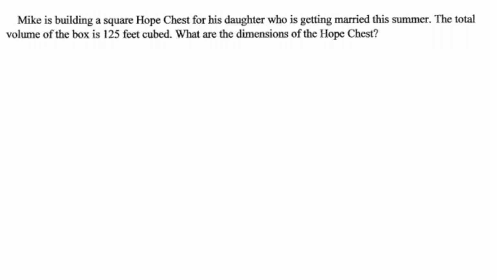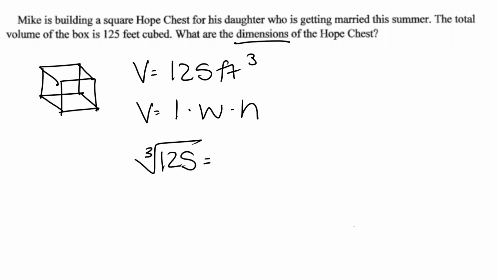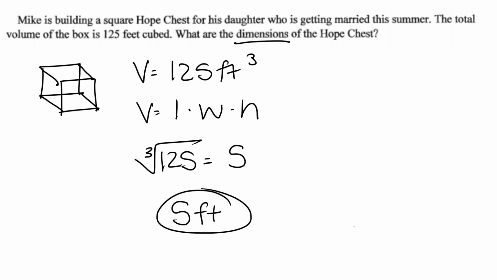Mike is building a square hope chest for his daughter who's getting married this summer. The total volume of the box, so volume tells us it's a cube, is 125 feet cubed. So that's our volume. We want to know what are the dimensions of the hope chest. When it says dimensions, it's wanting to know length, width, and height. So again, we use our knowledge of cube roots and do the cubed root of 125, which is 5. Our answer is going to be 5 feet. Make sure you put your units in there.